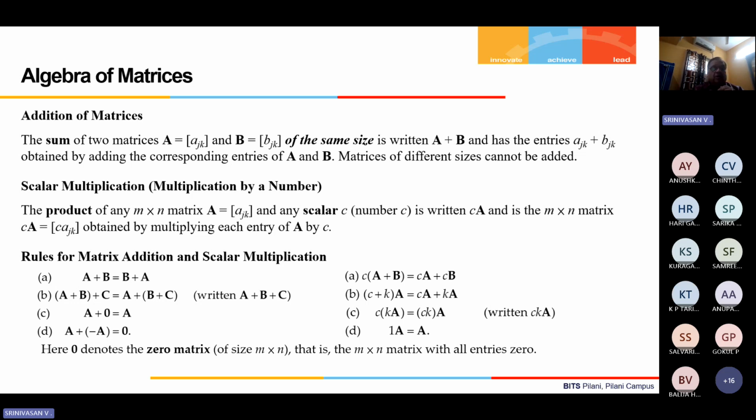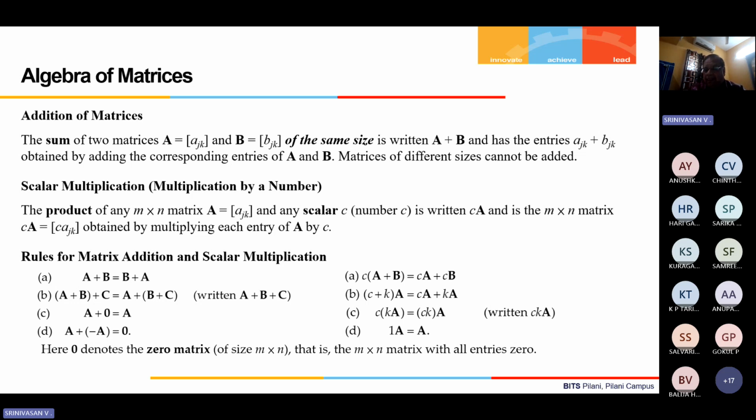Addition is commutative. Then A plus B plus C is same as A plus B plus C. So you are here first finding addition of two matrices, and that single matrix is being added to another matrix, so that you have addition of three matrices, which is the same as A first, and then addition of those two, B and C.